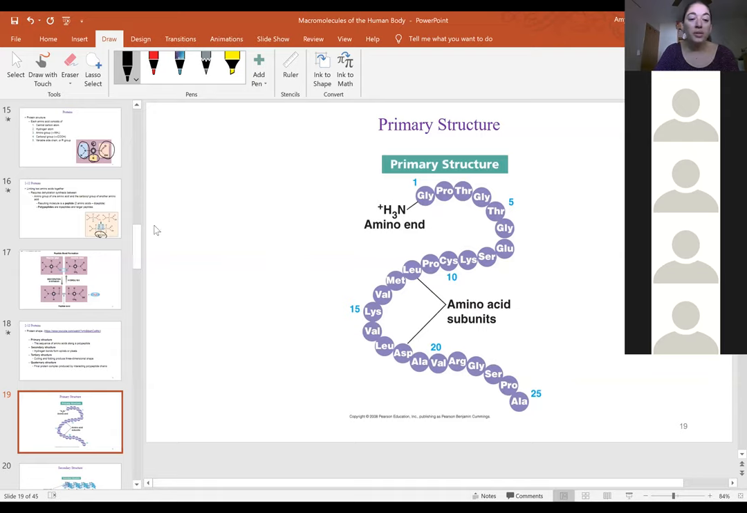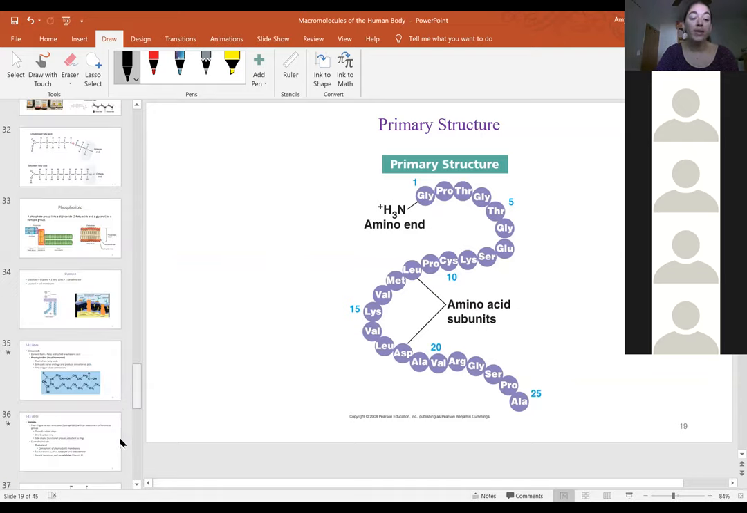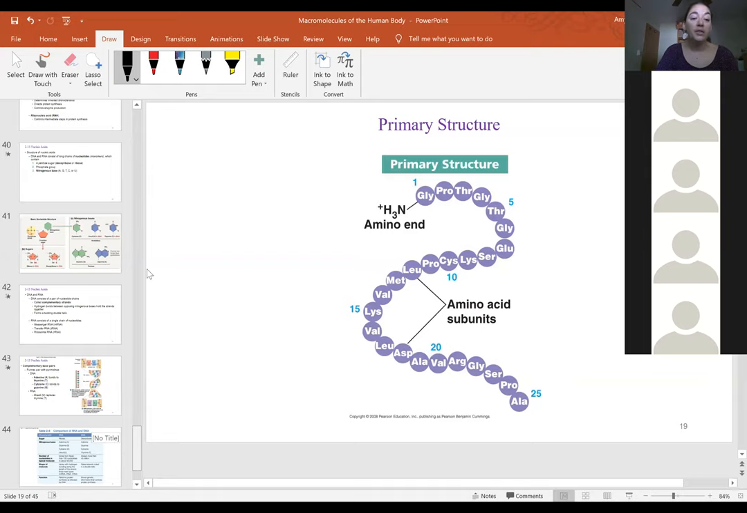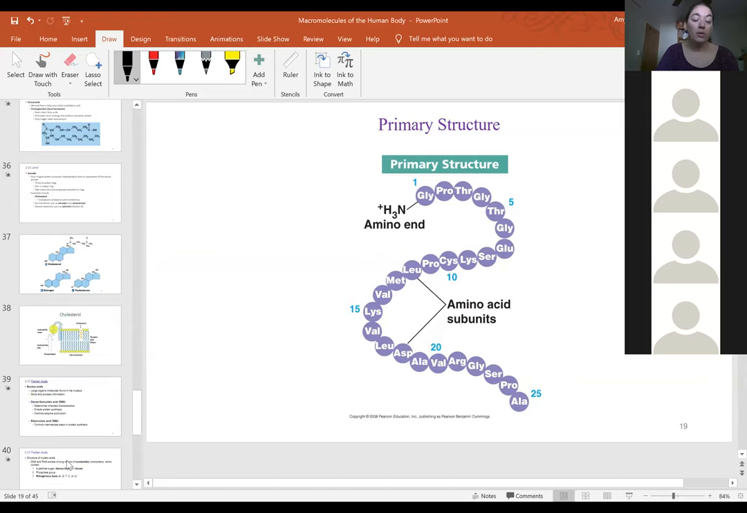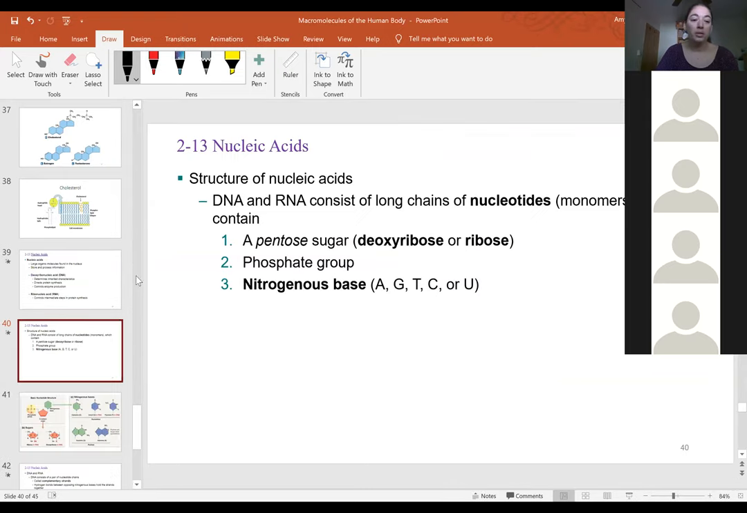Okay, we are definitely going to be talking more about DNA and protein synthesis later. This was just a quick overview. So I promise you there will be more. I know you're super excited about that.